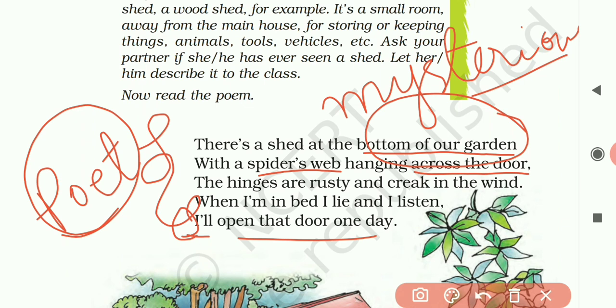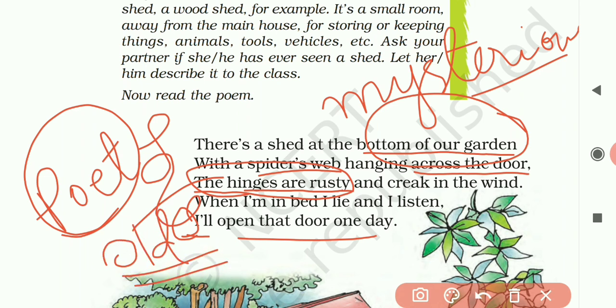Okay, so the hinges are rusty and creak in the wind. The hinges are rusty and creak in the wind. The hinges are rusty means, what does it mean actually? It shows how old this particular one is. This shows that this is an old building. It's a very, very old building.